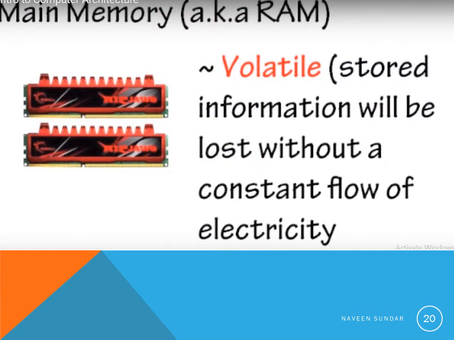When we talk about the main memory, an example is RAM, that is random access memory. We will see RAM in detail in the coming sessions, but we will note the volatile property of RAM, that is the main memory. That means it stores the information and it will be lost when there is no flow of electricity.